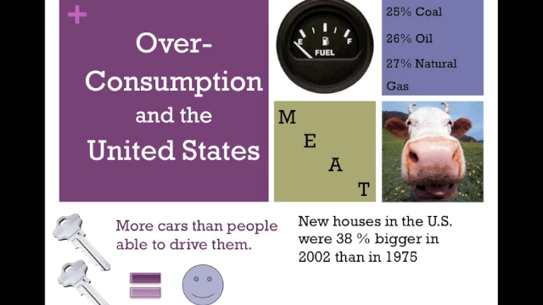Supersizing houses also took up a lot of resources, and despite there being fewer people per household on average, new houses in the US were 38% bigger in 2002 than in 1975. This supersize me attitude of America has caused us to not only take multiples, but also way too much of what we need, and therefore taking it away from the rest of the population.